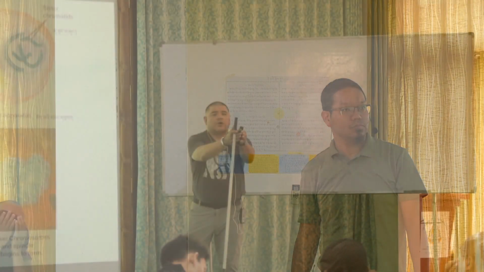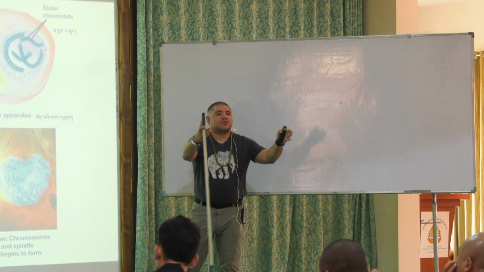They become important because they attach where? At the centromere of the chromosome, before they are separated, before the sister chromatids are separated.